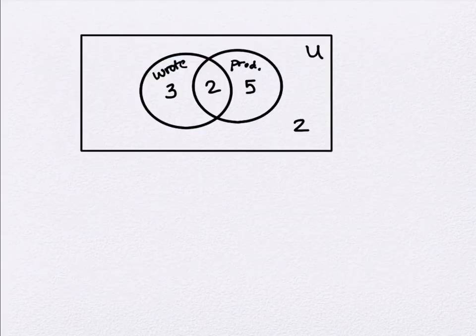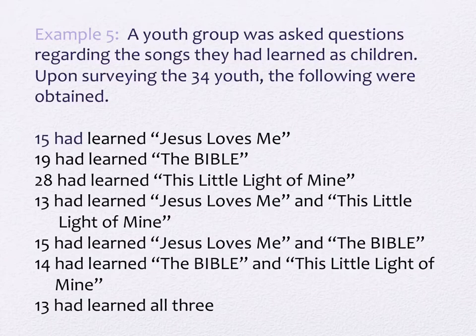All right, taking a look at number 5. We've got a youth group. Got lots of information. They're asked questions regarding songs they learned as children. Upon surveying the 34 youth, the following were obtained. 15 had learned Jesus Loves Me. 19 had learned the Bible. 28 had learned This Little Light of Mine. 13 had learned Jesus Loves Me and This Little Light of Mine. 15, Jesus Loves Me and the Bible. 14, the Bible and This Little Light of Mine. And 13 had learned all 3.